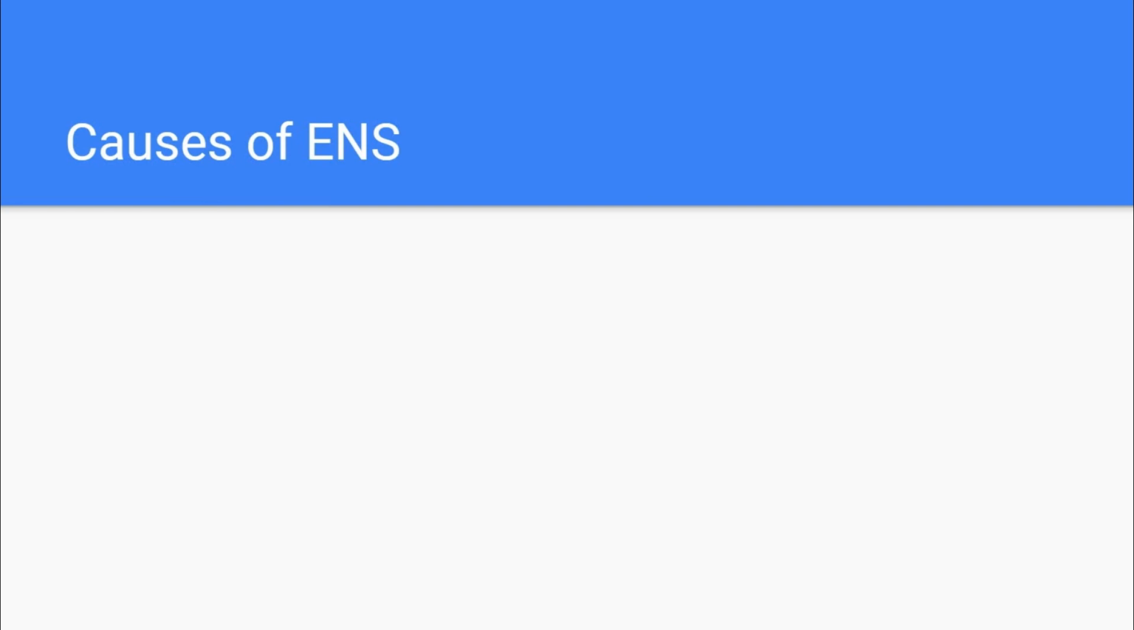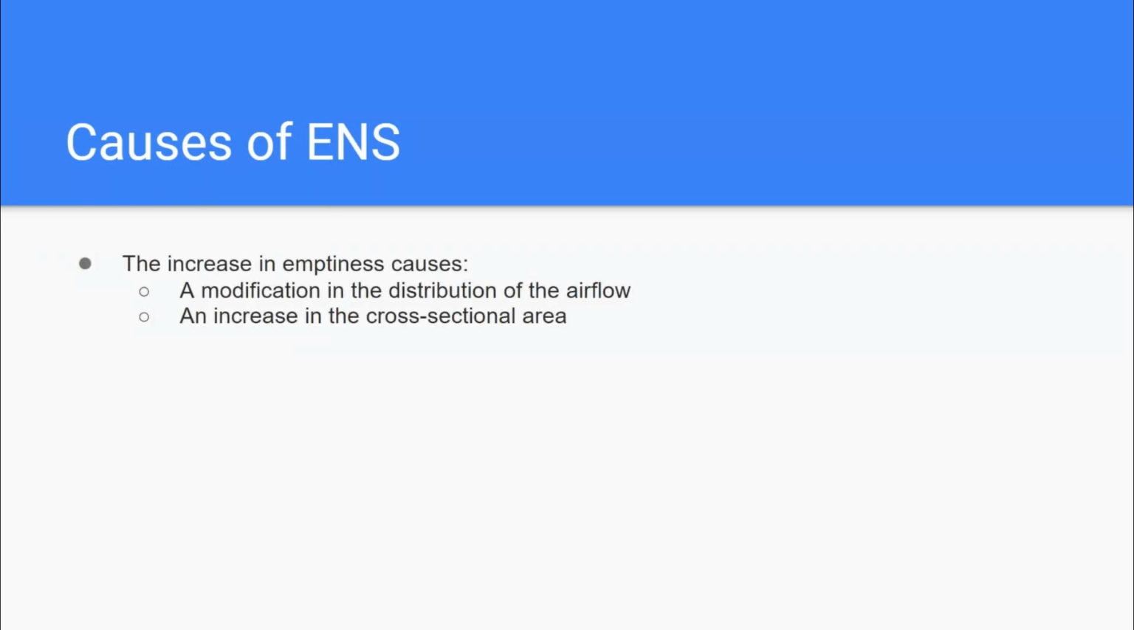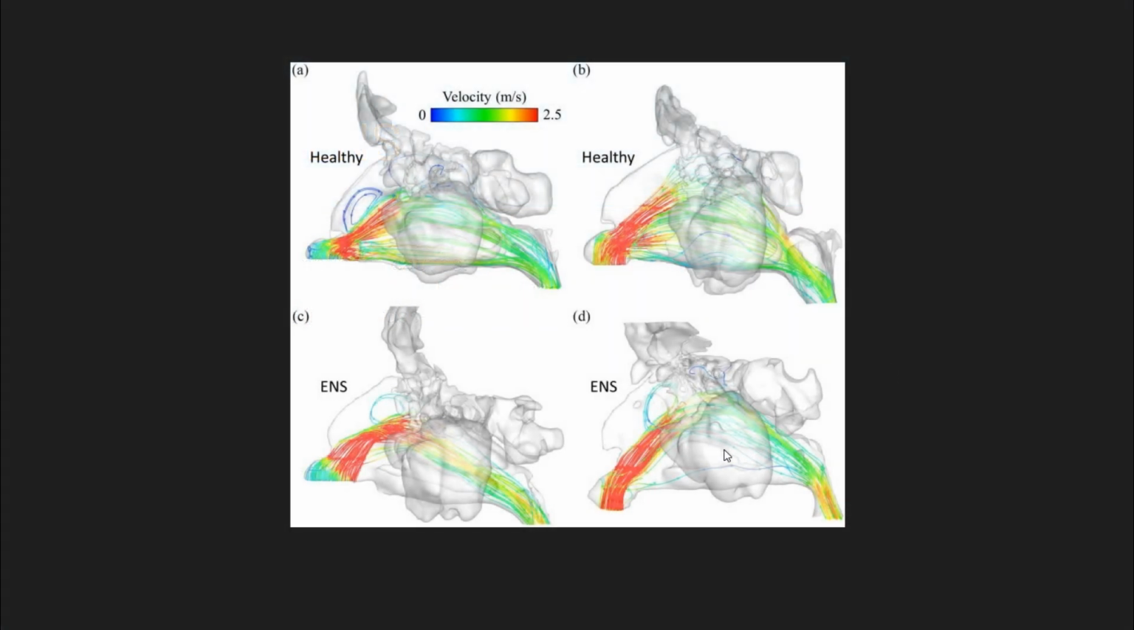The increase in emptiness causes a modification in the distribution of the airflow. Most of the airflow is redirected in the middle meatus in case of an inferior turbinectomy. You can see it here. The airflow passes principally through the medial meatus in case of ENS.